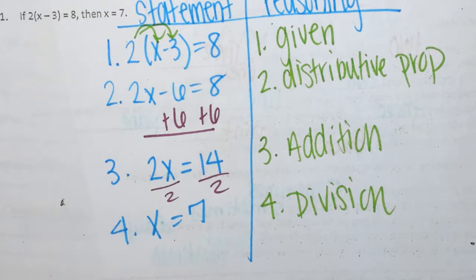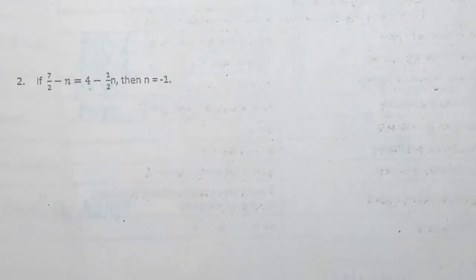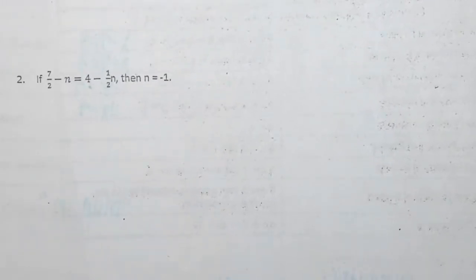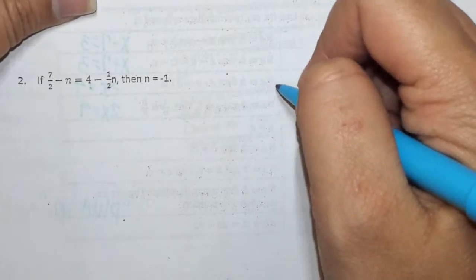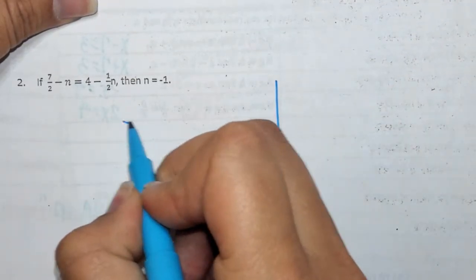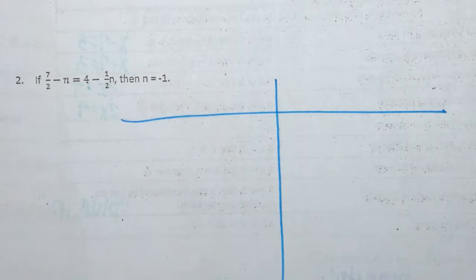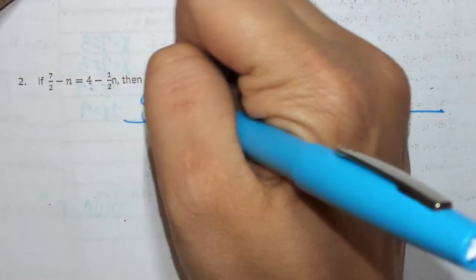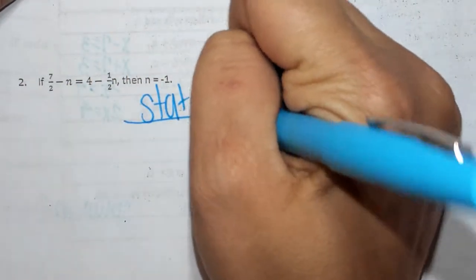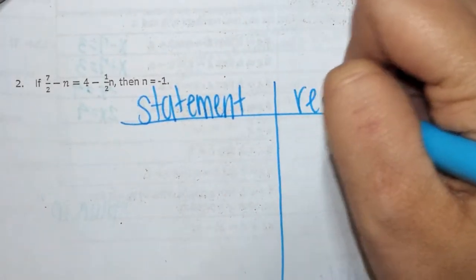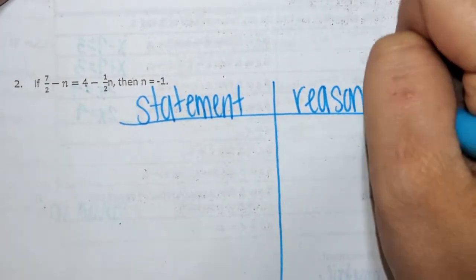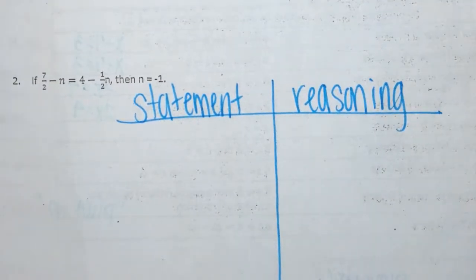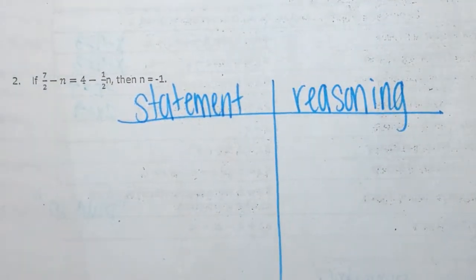You're not even listening. Number 2, are we ready? Now, what should I do first? Draw my 2 columns. So each time, draw your 2 columns. And then on the top left, what do we write? Statement. And on the top right, what do we write? Reasoning. You can't have a statement without a reason. Exactly.